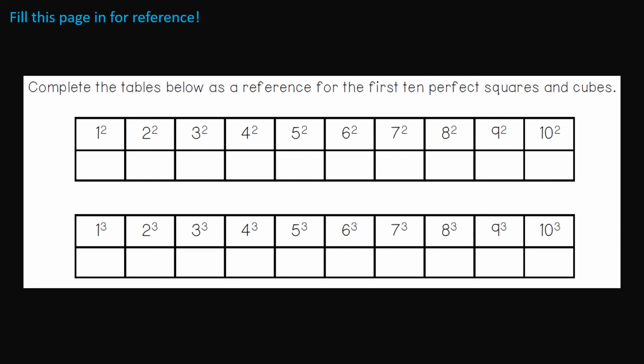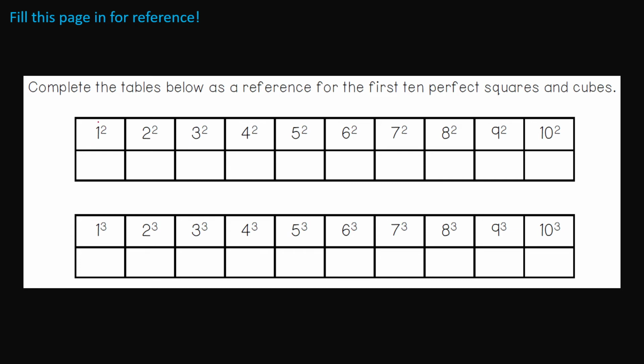All right, so what's really going to help us moving through this module is having a reference for the first 10 perfect squares and cubes. That means integers, when you square them, the values that you get are perfect squares and cubes.